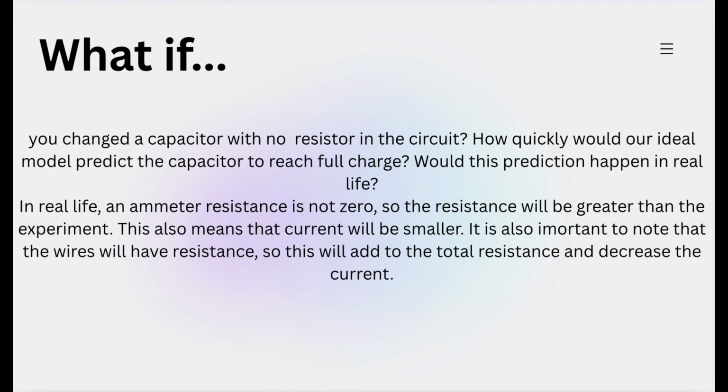How quickly would our ideal model predict the capacitor to reach full charge? Will this prediction happen in real life? And we said that in real life, an ammeter's resistance is not 0, so the resistance will be greater than in the ideal model. This also means that the current will be smaller, and it is also important to note that the wires will have resistance, so this will also contribute to the total resistance of the circuit, and it will also decrease the current.